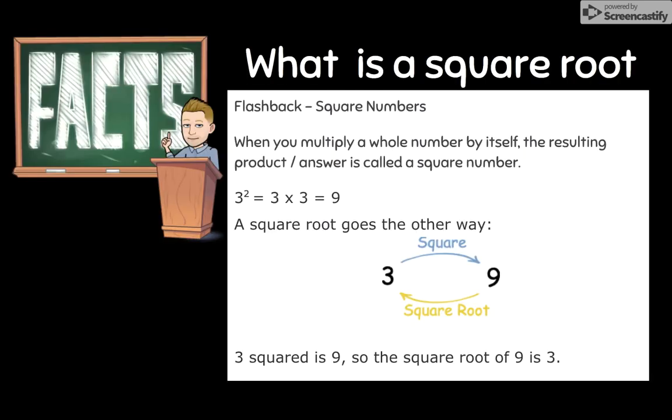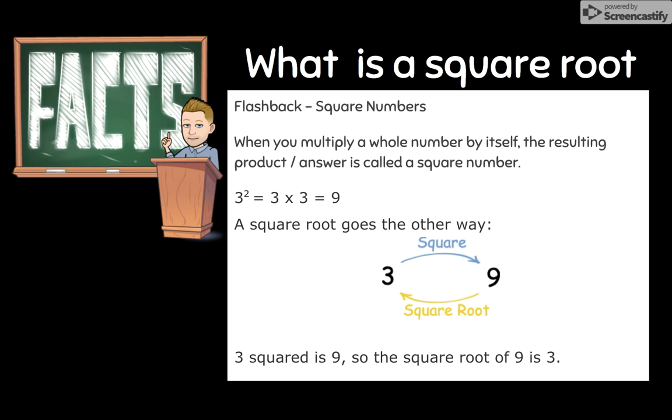Ka pai. So what is a square root? Flashback, let's look at square numbers. When you multiply a whole number by itself, the resulting product or answer is called a square number. So 3 squared is the same as 3 multiplied by itself, so 3 times 3 equals 9. A square root goes the other way. 3 squared is 9, so the square root of 9 is 3.